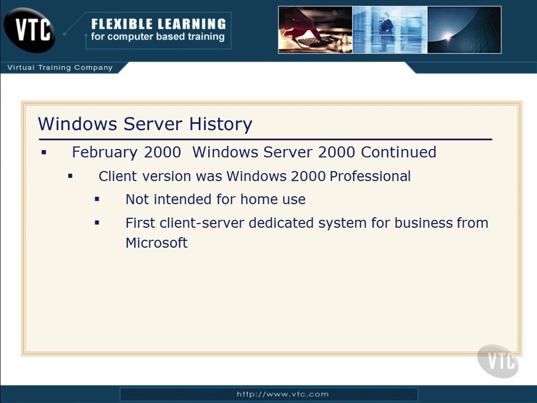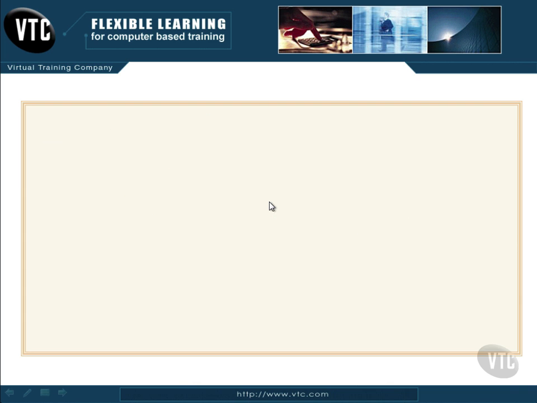Welcome to part 2 of Windows Server History. Now, if you remember in part 1, we stopped that video. We were talking about Windows Server 2000, specifically Windows 2000 Professional, the dedicated client system for Windows Server 2000. And that was in February of 2000.